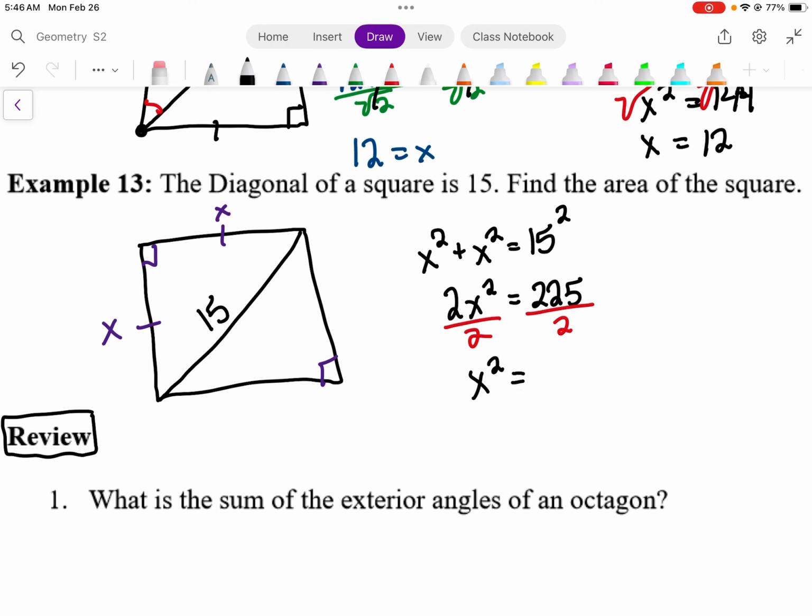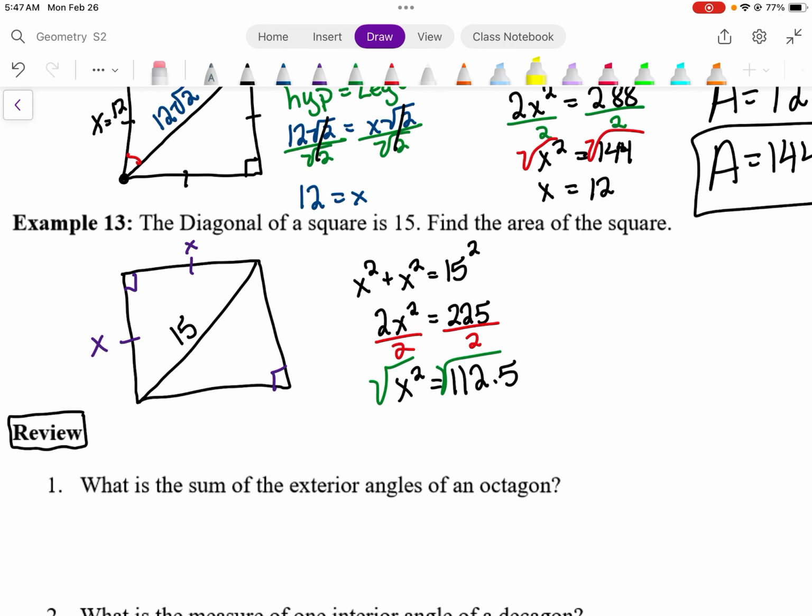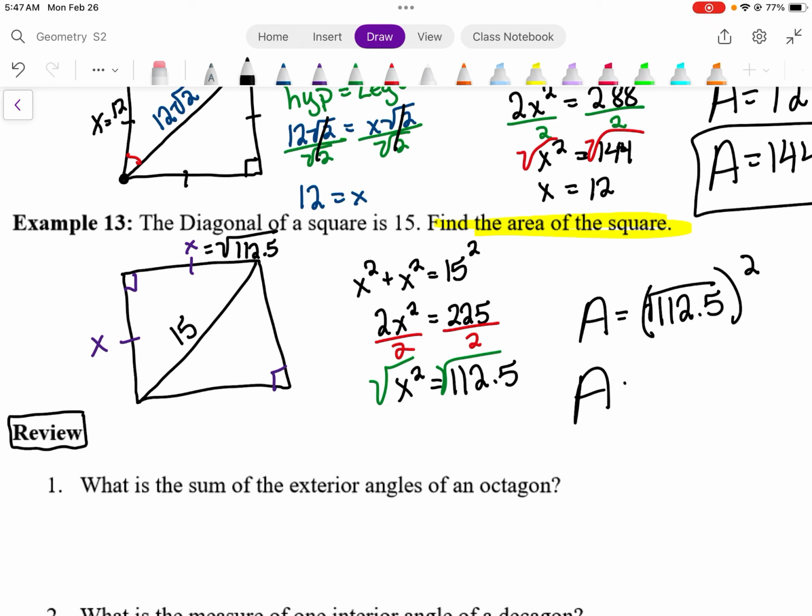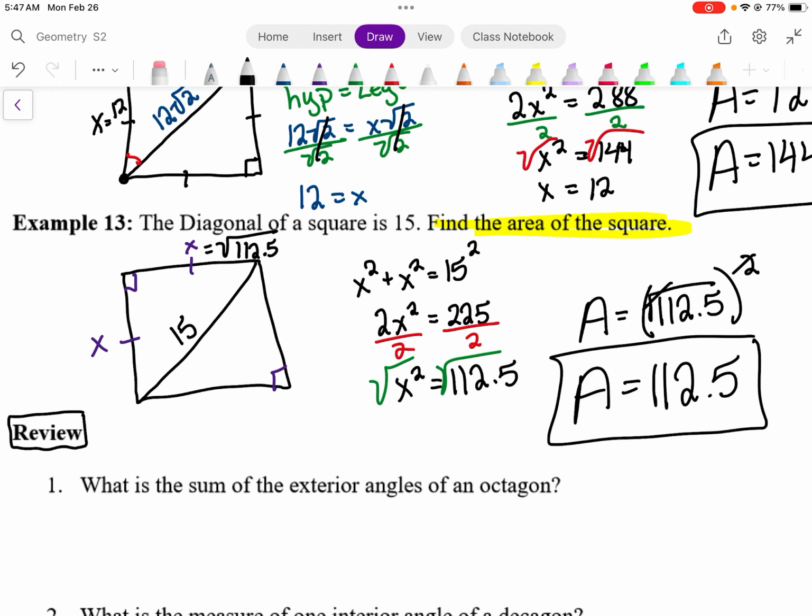And that gives us x squared equals 112.5. Now remember, with these problems, we don't want to round anything until our final answer. And we want to find the area. So we know that each side is equal to the square root of 112.5. So we're just going to use that when we find our area. So the area of a square is just the side length squared. And when you square a square root, these cancel each other out, and you are left with 112.5 units squared for our area.